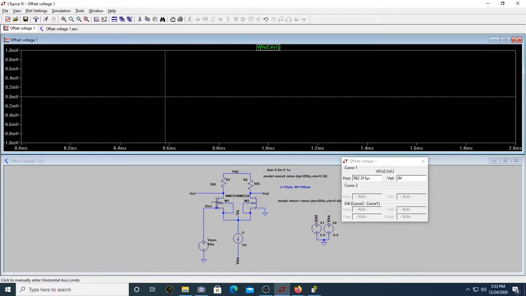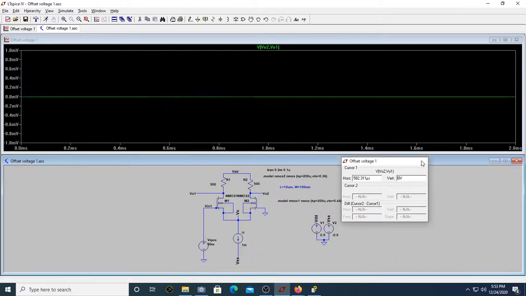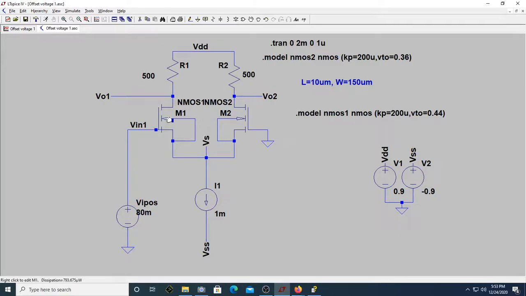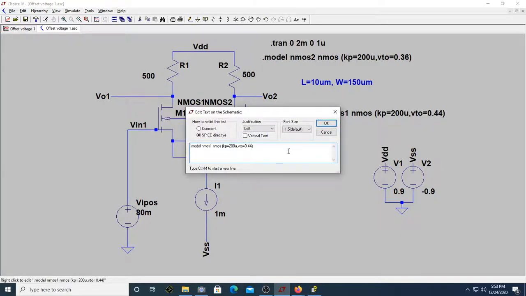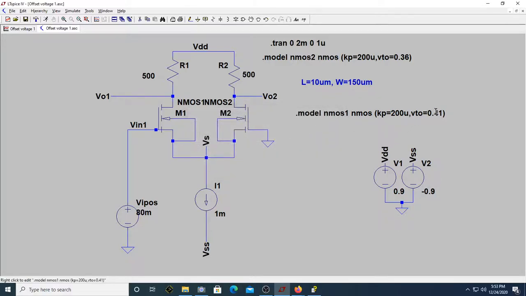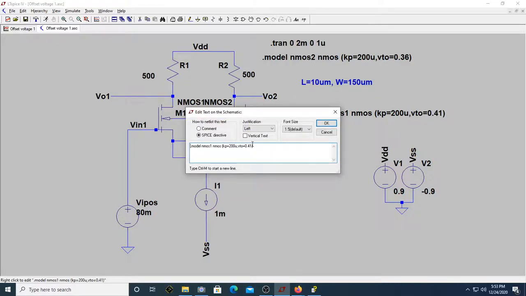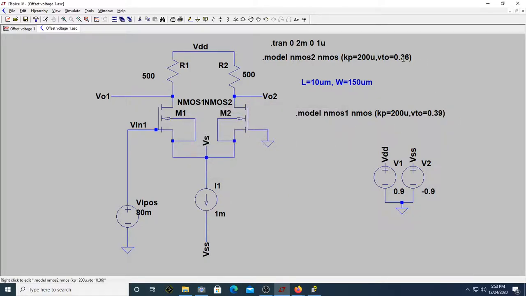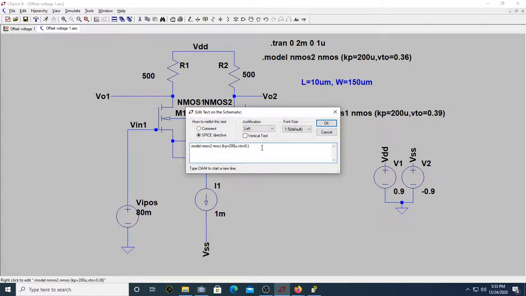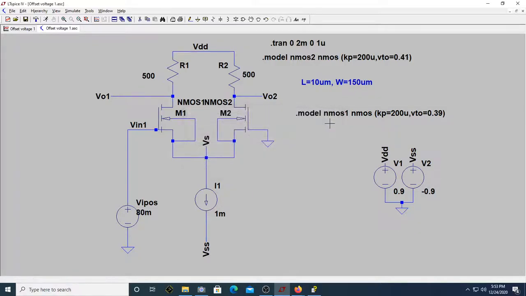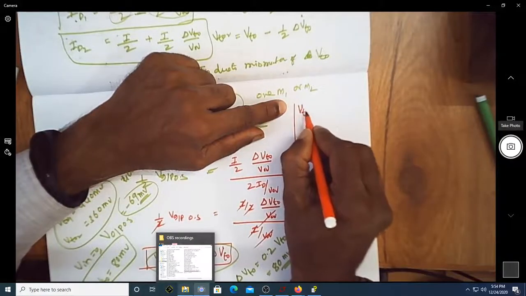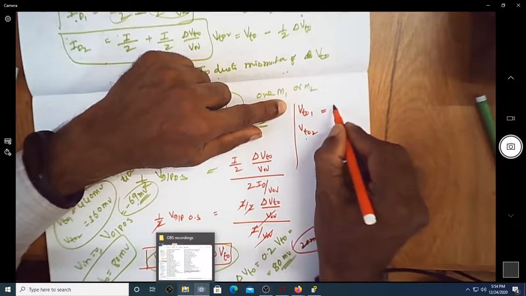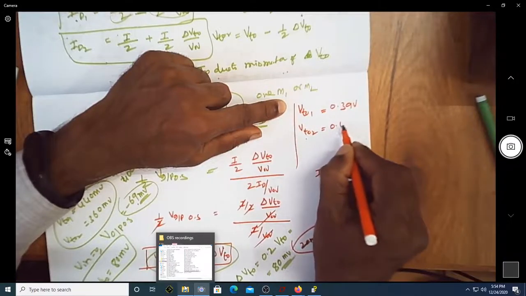We can also do a small change here. What I'll do, I will make this lesser than, okay, let me make it maybe 410, may not be 410, let me make it 0.39. That is, now you are reducing it by 10 millivolt. Let me increase it by 10 millivolt. So when I say increase it by 10 millivolt, it will be 0.41. So now what we have is the new set of values for Vto1 and Vto2. Vto1 is 0.39 volt. This is 0.41 volt.